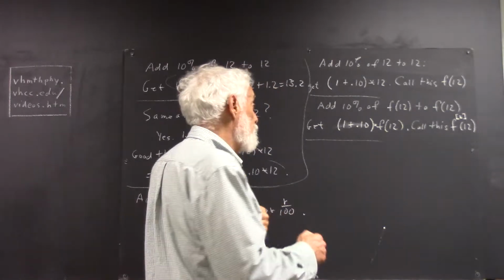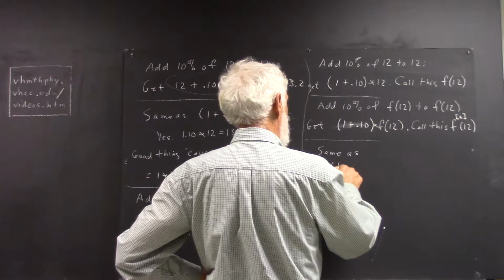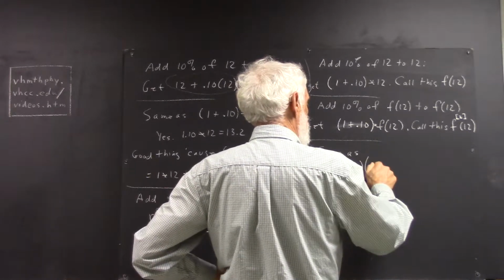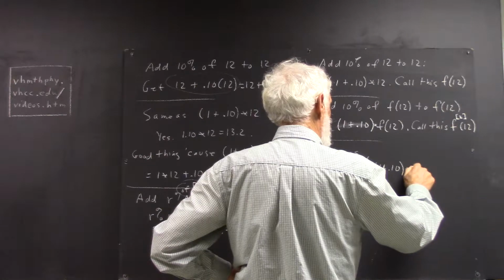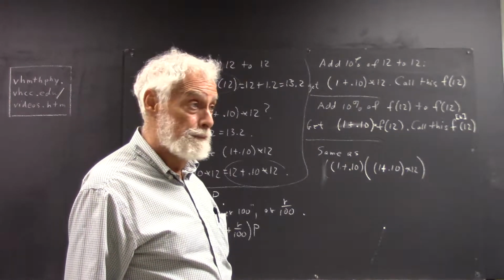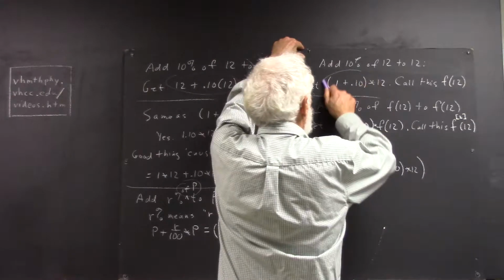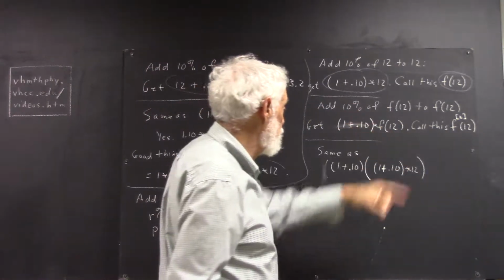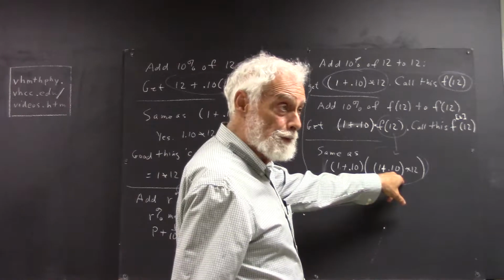Okay? Well, another way to say that is... This is the same as this, isn't it? Okay, let everybody see that for a minute. Okay, why is this the same as this? Because this is what we mean by f of 12, right? So when I add 10% of f of 12 to f of 12, I'm doing this times f of 12, but this is f of 12 right here. So I'm just doing this to this, right?